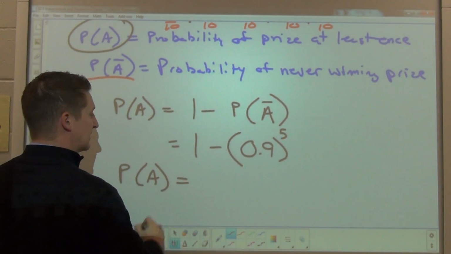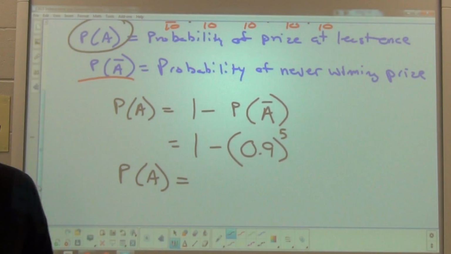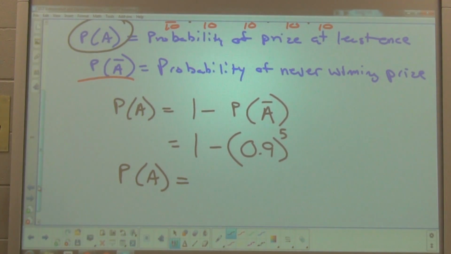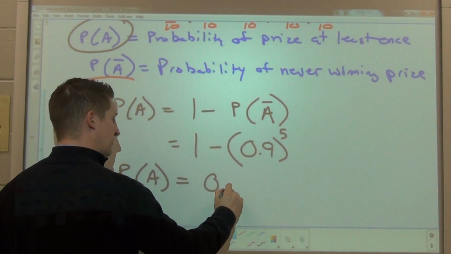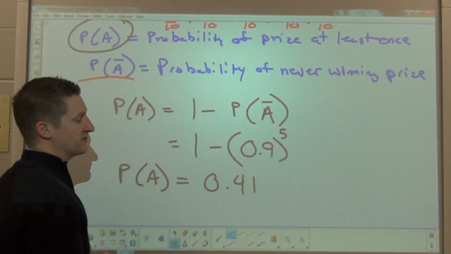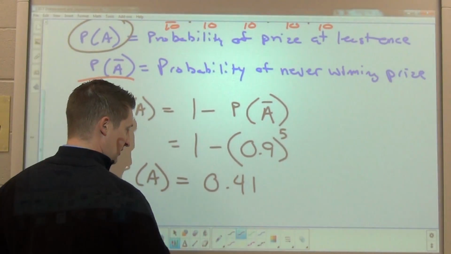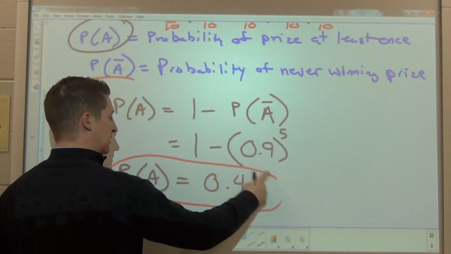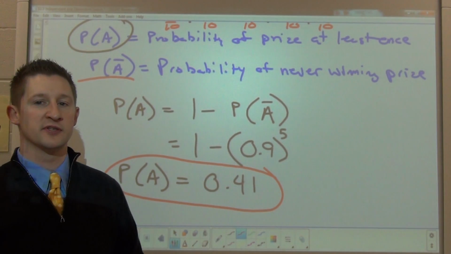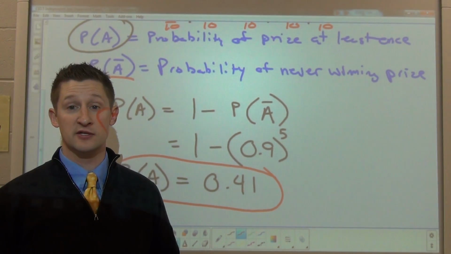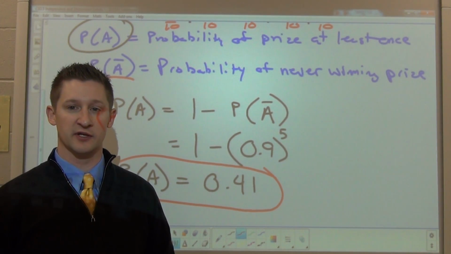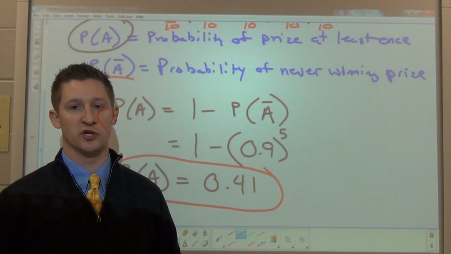prize at least once. So, typing that into the calculator, saving a little bit of time. Our final probability is about 0.41. So he's got about, you want to think of this as a percentage, about 41% probability that he's going to win that $500 gift certificate at least once, which is a pretty good deal in my opinion.